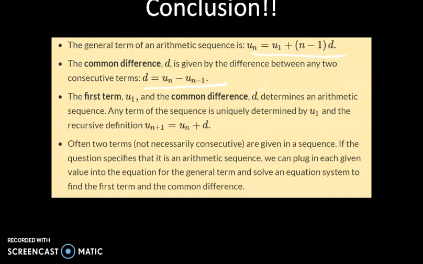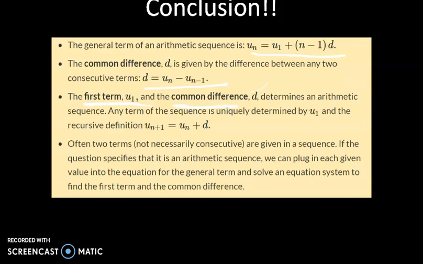The first term and the common difference d determine an arithmetic sequence. Any term of the sequence is uniquely determined by u1 and the recursive definition u(n+1) equals un plus d. So to find the general term of any sequence, you need to know the first term and the common difference. Those two are crucial. Often two terms, not necessarily consecutive, are given in a sequence. If it specifies that this is an arithmetic sequence, we can plug each given value into the equation for the general term and solve a system of equations for the first term and the common difference.